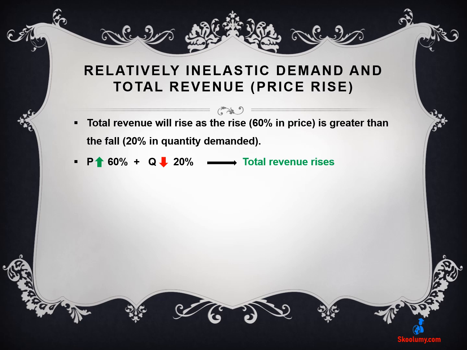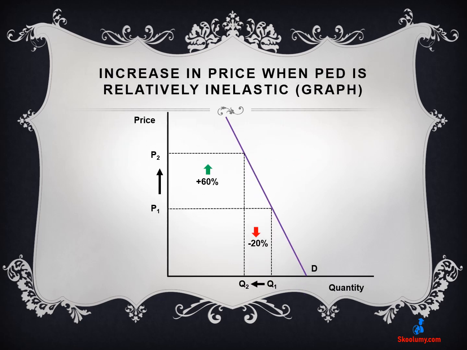This means that for relatively inelastic demand, an increase in price will cause a rise in total revenue because the quantity demanded will fall by a smaller percentage. A rise in the price of a product with relatively inelastic demand is shown graphically. The price rise is bigger than the quantity fall, resulting in a rise in total revenue.